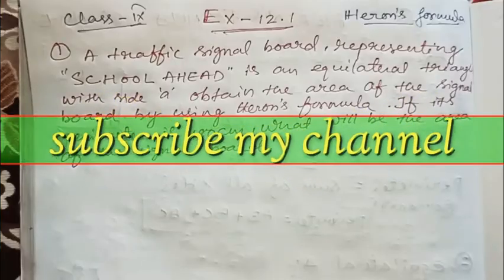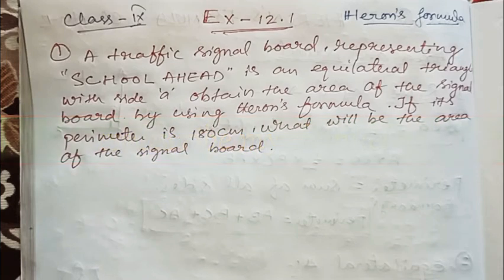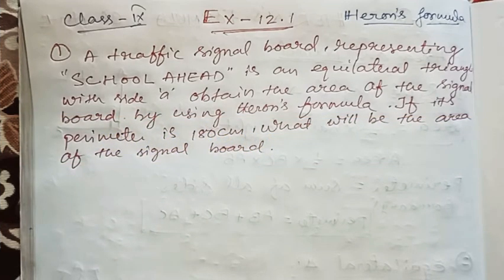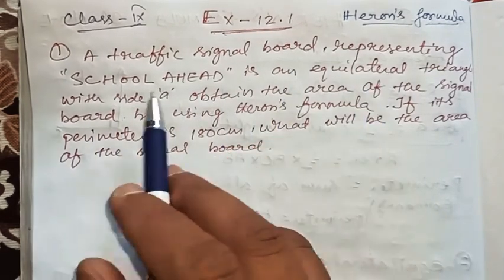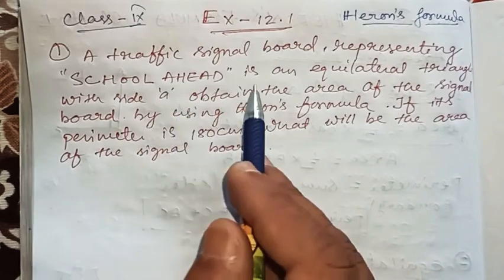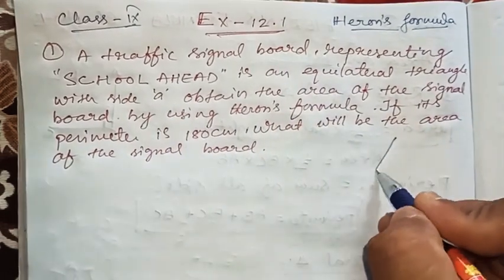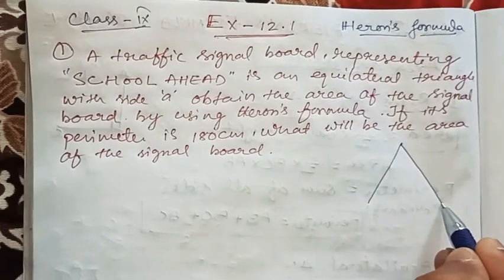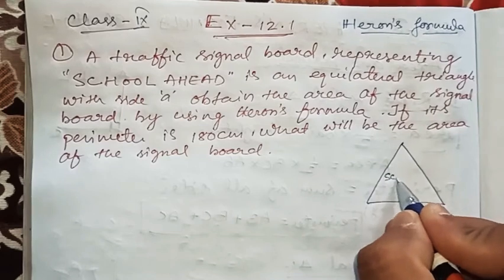Okay, so after all the basic things from the chapter which we have learned, now we will solve the questions from the exercise by using Heron's formula. In the first question of the exercise, it is given a traffic signal board representing "school ahead" is an equilateral triangle. There is a signal board in this shape, that is, equilateral triangle shape, and here it is written "school ahead".